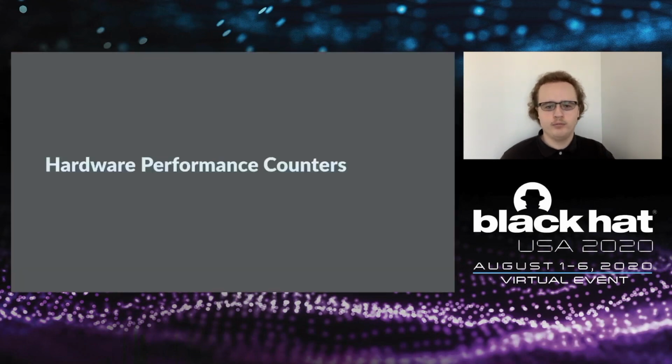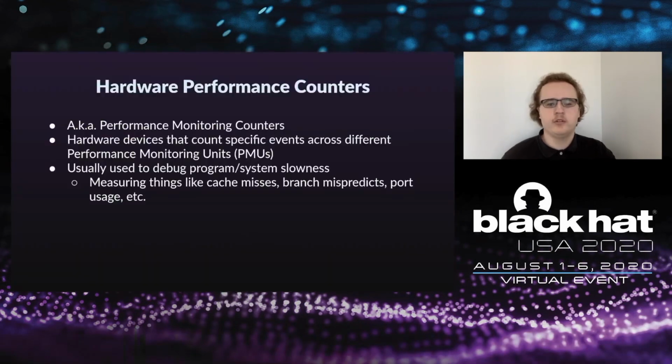So first, what are these hardware performance counters that we've been talking about? They're also known as performance monitoring counters. Basically, they're hardware devices that count events as they happen in a couple of different performance monitoring units, or PMUs, inside of the processor. They're usually used to debug things like system or program slowness, measuring things like cache misses and the total number of instructions run. But as we'll see, they have a lot more uses as well.